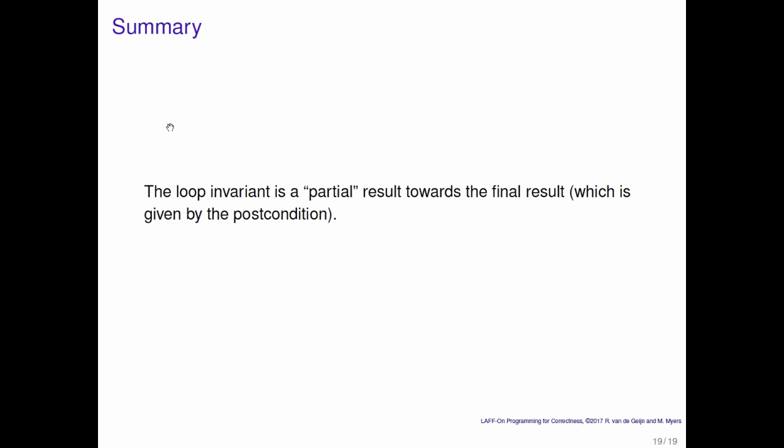So in summary again, the loop invariant represents a partial result towards the final result, which is given by the postcondition, and therefore there should be a systematic way of deriving loop invariants from the postcondition, keeping in mind what the precondition is.